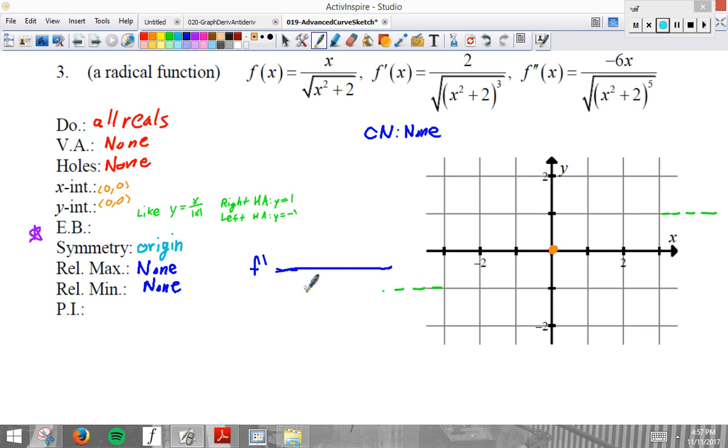I get to check any value I want. What's the easiest value in the world to check? 0. F prime will always be positive. Again, you can check that by plugging 0 into f prime, positive over positive, or you could realize that this denominator will always be positive. So in terms of our guidelines, f will always be increasing because f prime is always positive.